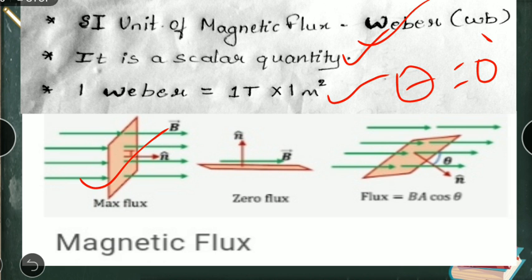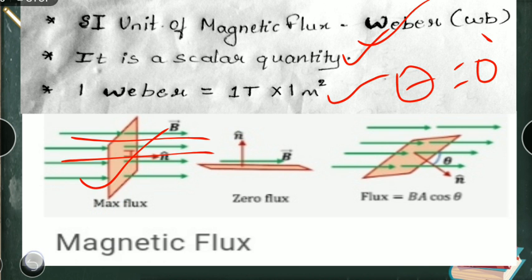cos 0 means 1, so finally the value will be maximum, that is, the unit vector should be perpendicular to the area. So here the magnetic field will be parallel to the surface. For the surface, the magnetic field will be parallel and the unit vector will be perpendicular to the surface area. Then we can say magnetic flux is maximum.